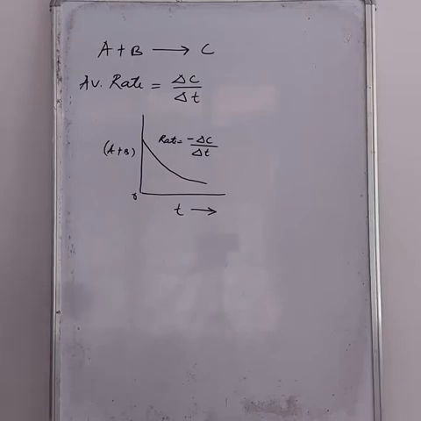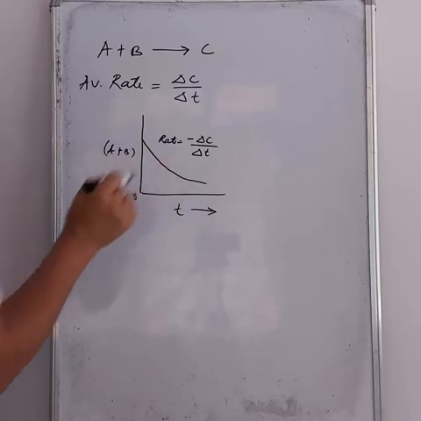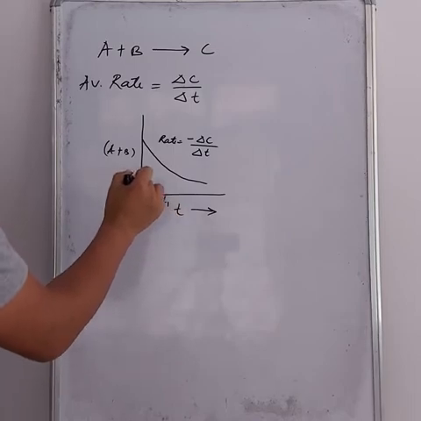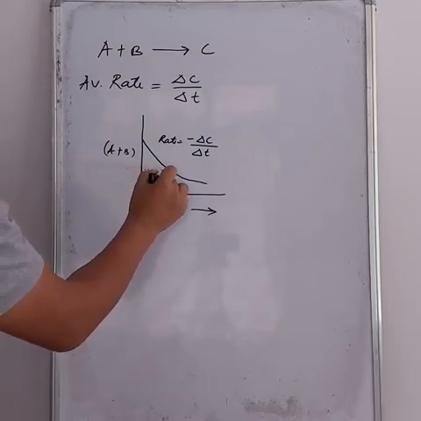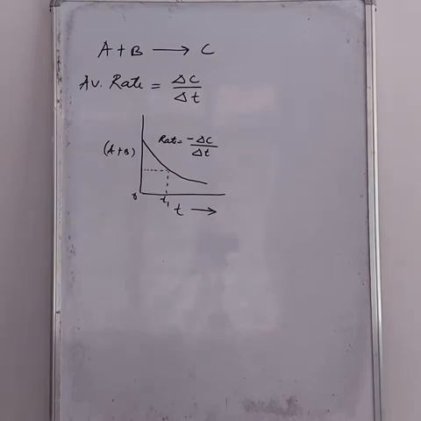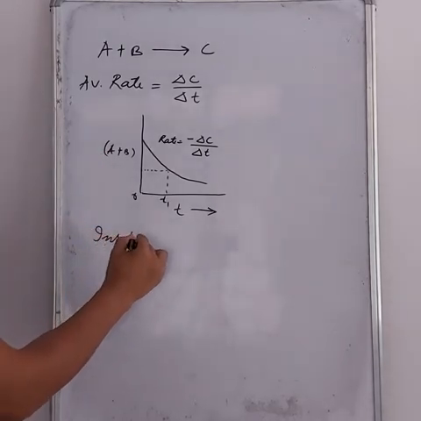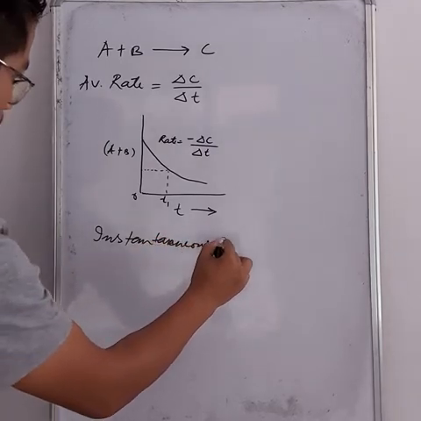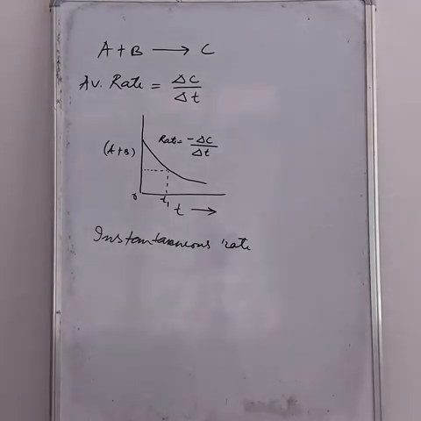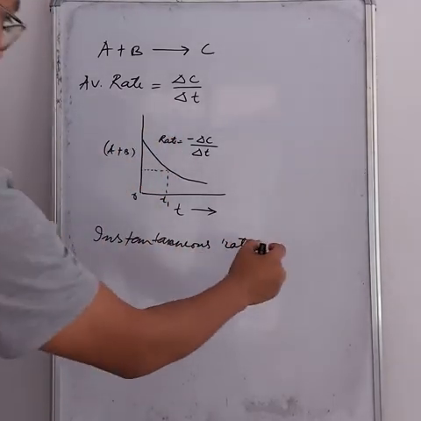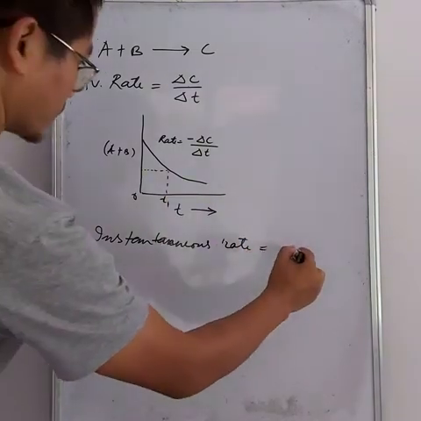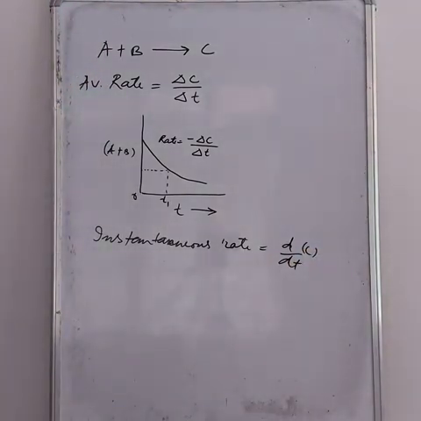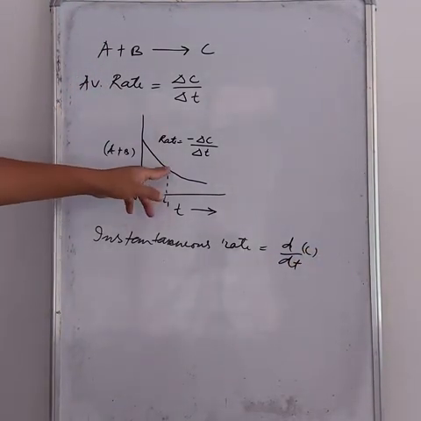But suppose we want to know at one point, at time t1, how much concentration has been consumed. That is called the instantaneous rate of that reaction. For that, we use a differential, d by dt of C. That will give us the instantaneous rate for this reaction at that point in time.